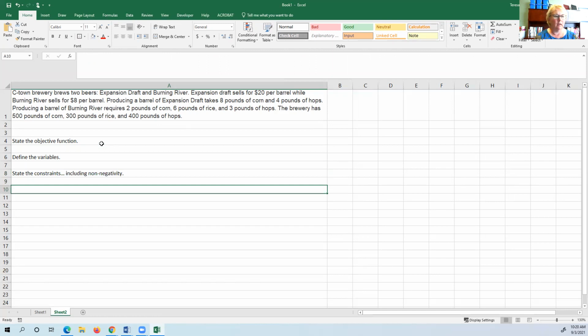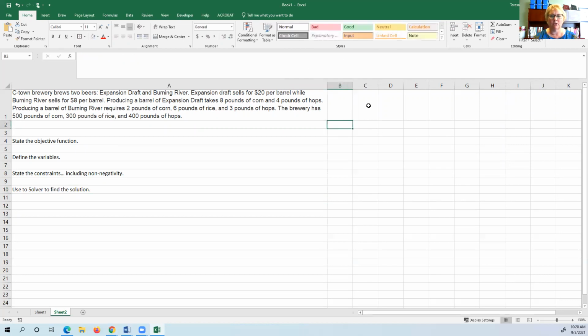And then if we are doing our homework, we need to use Solver to find the solution. Okay. So the first thing I'm going to do is state the objective function. And you know what? I don't have to make another line for that. We can just come right here.